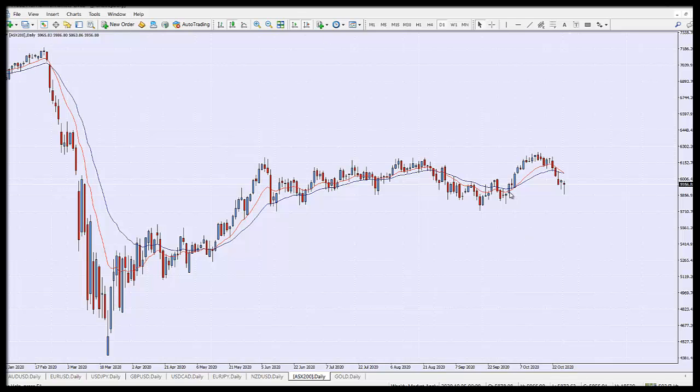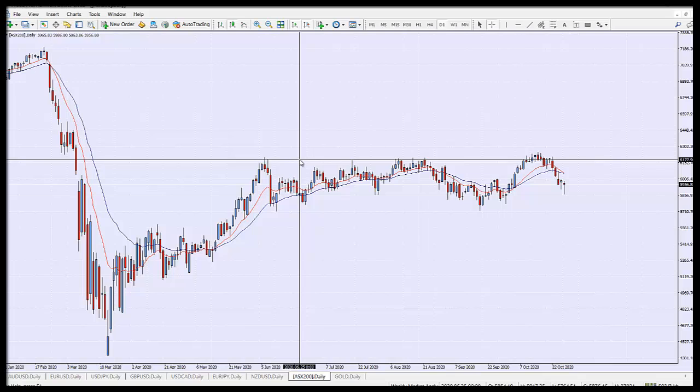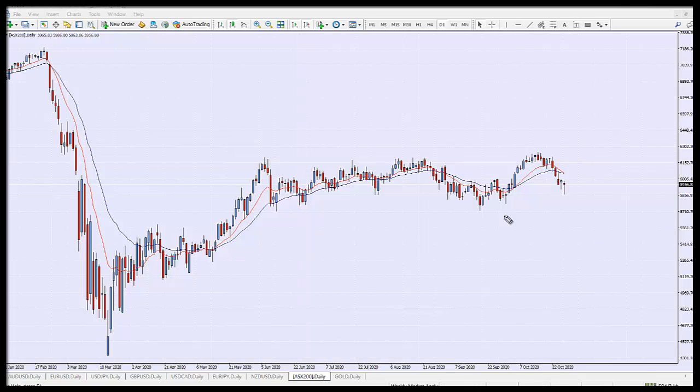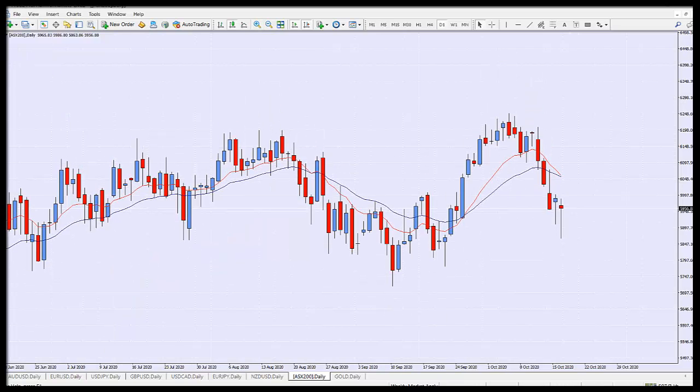Okay, the Aussie 200. I remember we were tracking that top line. That broke up a little bit, but then it's tucked back in. Oh, I don't really like this one at all.